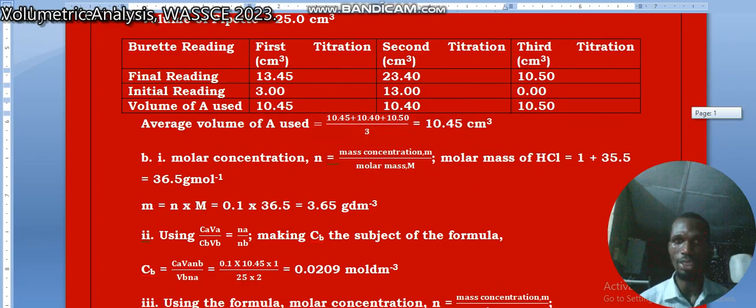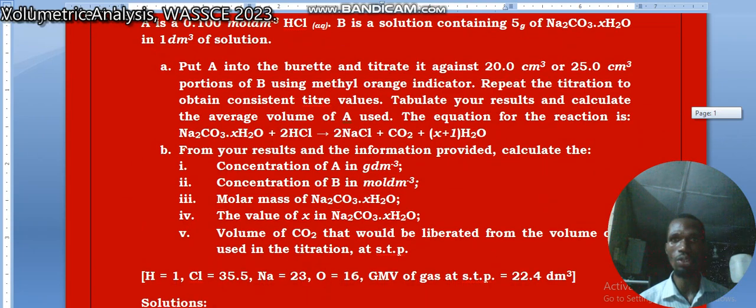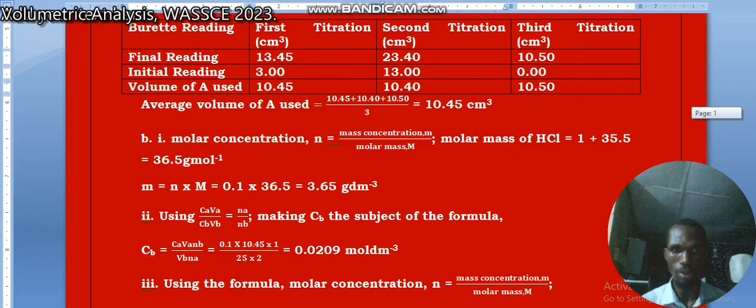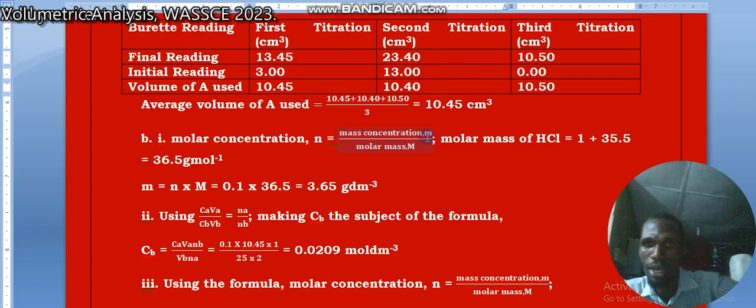And now we have the second question there, which is from the results and the information provided, calculate the concentration of A in gram per dm cube. First of all, you write the formula, you express the formula. Molar concentration, n, is equal to mass concentration, small m, over molar mass, capital M. And we have to calculate the molar mass of HCl. We show the work. We don't assume, we don't import it. You show the work because it carries a mark. And HCl is 1 for hydrogen, 35.5 for chlorine, which gives you 36.5 grams per mole. That is molar mass of HCl.